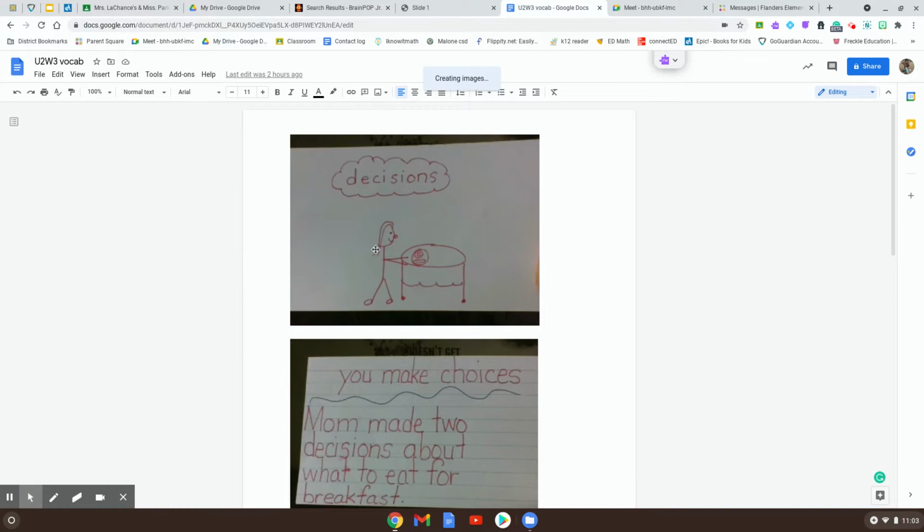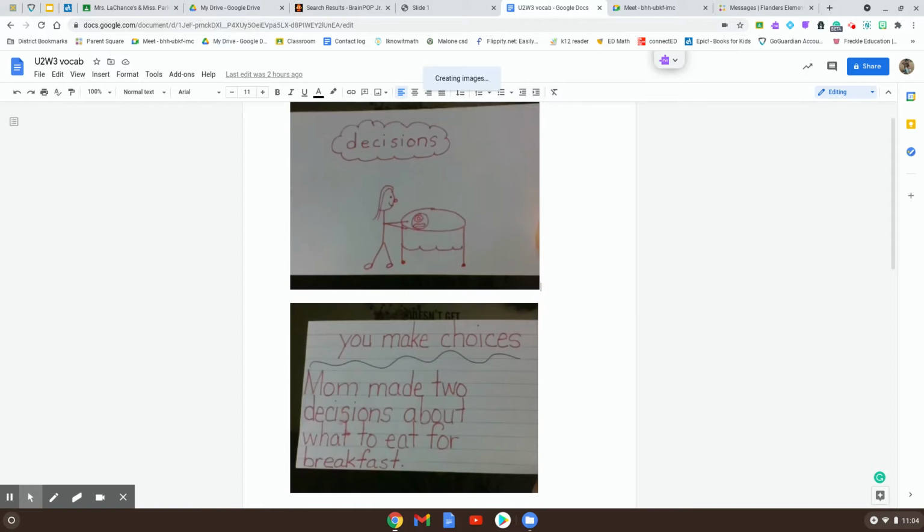So decision means to make a choice. So here I have someone at the table and they are picking up their breakfast. It looks like they're having bacon and eggs. So when you decide something, you make a choice. So decisions are making choices.